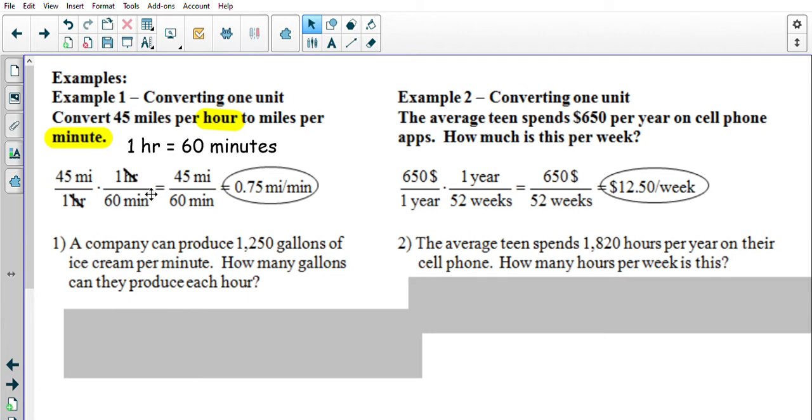Then I multiply straight across. I end up with 45 miles since the hours crossed off, and then 60 minutes since the hours crossed off down here. So I'm looking for the number of miles per minute. Take 45 divided by 60, and it gets me 0.75 miles per minute. Let's look at example 2.